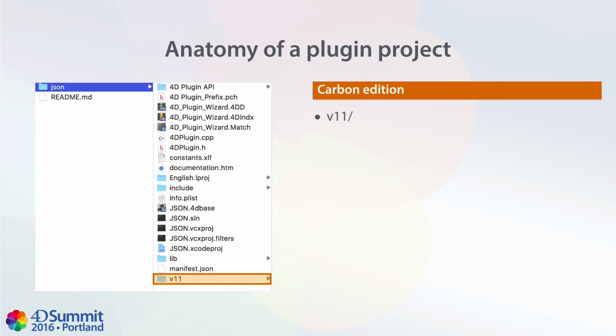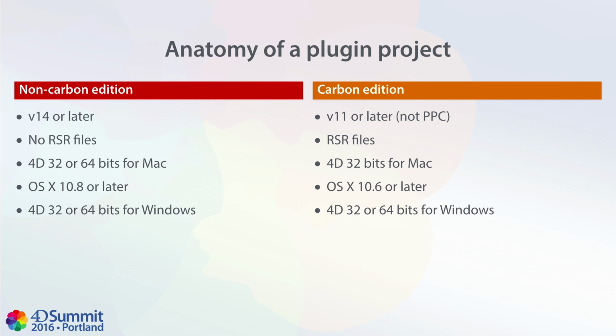So the V11 folder contains the Carbon edition. So what's the difference between a non-Carbon or Cocoa edition and the Carbon edition? As I've already mentioned, the Cocoa version will only work with V14 or above. And there is a slight difference in the platform threshold, which is that the Carbon edition can work on OS 10.6 or 10.7, but the other one would only work for 10.8 and above. No difference on the Windows side.